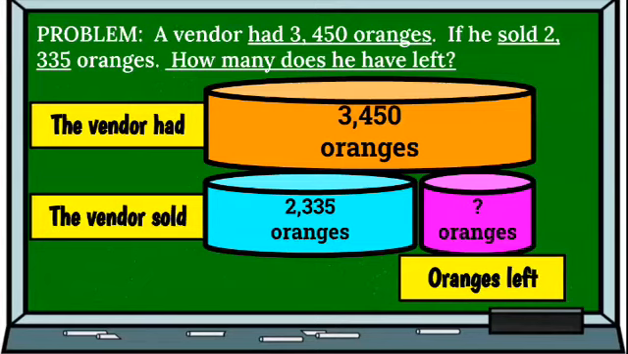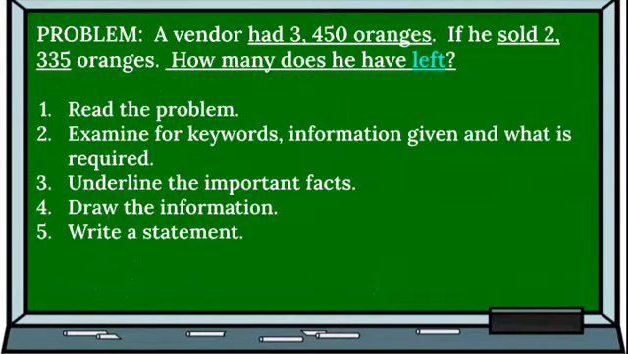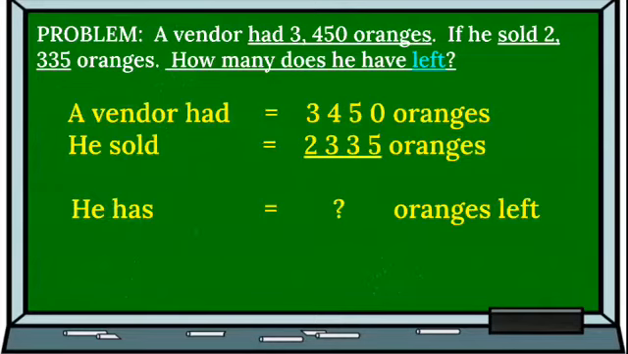So from our picture, we can move on to our statement. Let's write the statement. So here we have that keyword "left" also highlighted. That's the information, that's what we have to find out. So we have our statement from our drawing. Vendor had 3,450 oranges. He sold 2,335 oranges, and he has question mark oranges left.